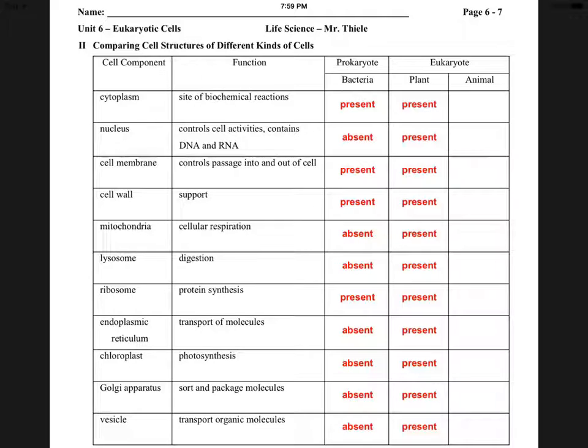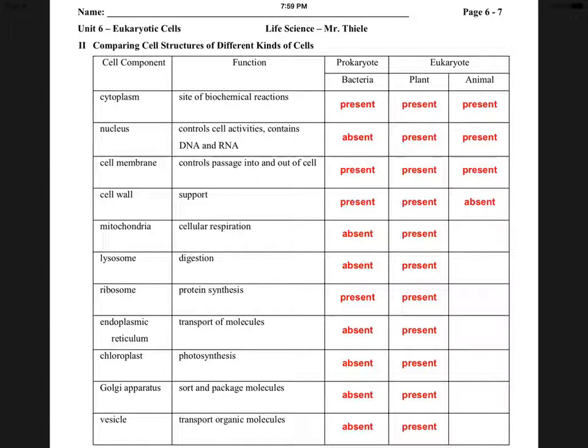Animal cells, like all cells, do have cytoplasm. Animal cells are eukaryotes, and all eukaryotic cells have a nucleus that contains the DNA and the RNA and controls the cell activities. They do have a cell membrane controlling passage of substances into and out of the cell. They do not, however, have a cell wall. One of the characteristics of animal cells is they are one of the few cell types, along with some types of protists, that do not have a cell wall.